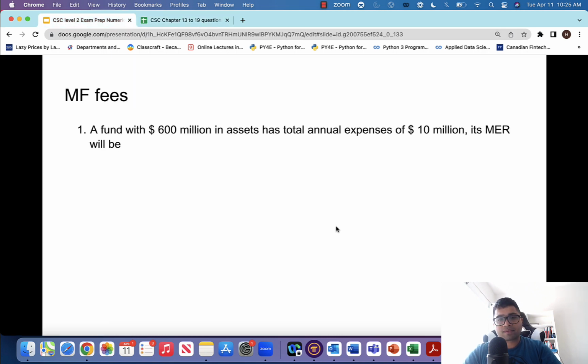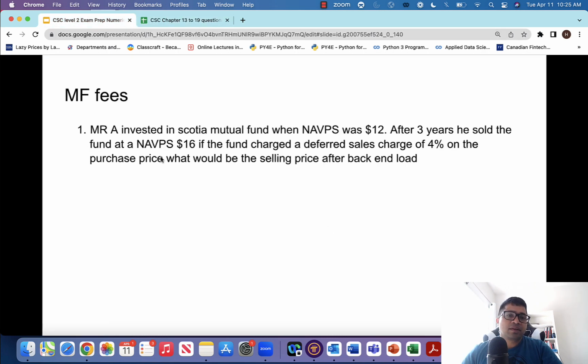Okay. Next one. Mr. A invested in a Scotia mutual fund when the NAV was $12. After 3 years, he sold the fund at $16. If the fund charged sales deferred fees of 4% on the purchase price, what would be the selling price after the back-end load? Now what's happening? You bought it at 12, 3 years you waited, you sold it at 16. But the fund is going to charge you 4% fee.